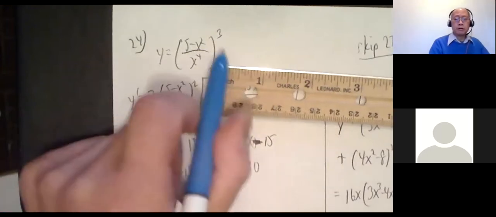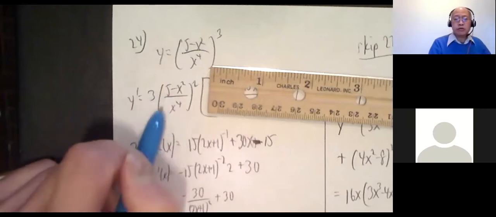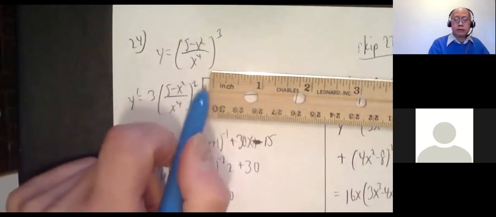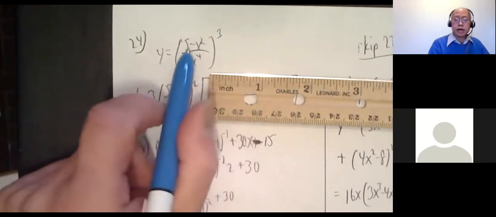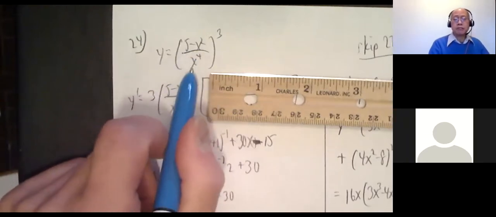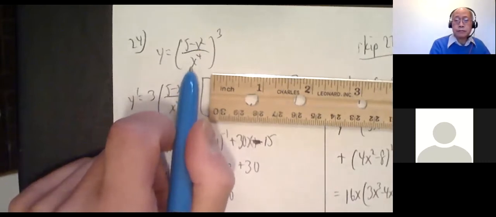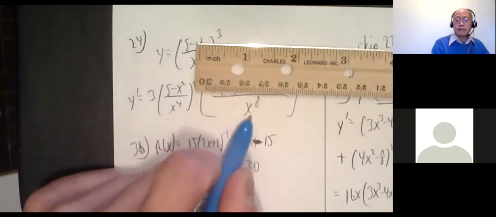All right, so here we go, y prime. There it is, 3 times 5 minus x squared over x to the fourth squared, times the derivative of the inside. Okay, bottom times the derivative of the top minus top times the derivative of the bottom, all over the bottom squared. Here's the question. Let's get the bottom out of the way first. I'm supposed to square the denominator, right? What is x to the fourth squared? X to the eighth. So that's finished.